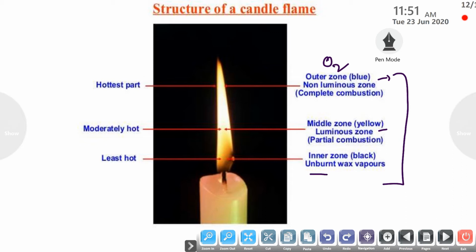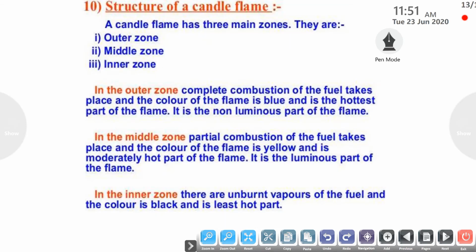The innermost zone, which is black in color, is a no combustion zone. No combustion takes place in this zone. Here are the unburnt wax vapors. It is the least hot part of the candle flame. The outer zone is the hottest part, the middle zone is moderately hot, and the inner zone is not very hot, it is the least hot part of the candle flame.